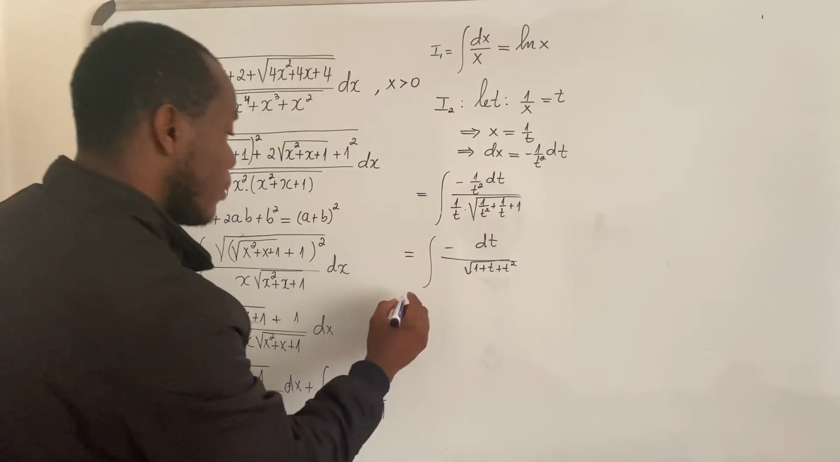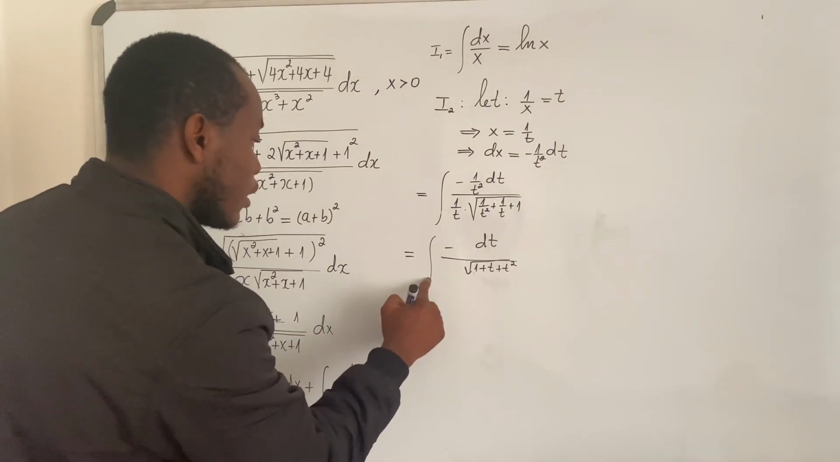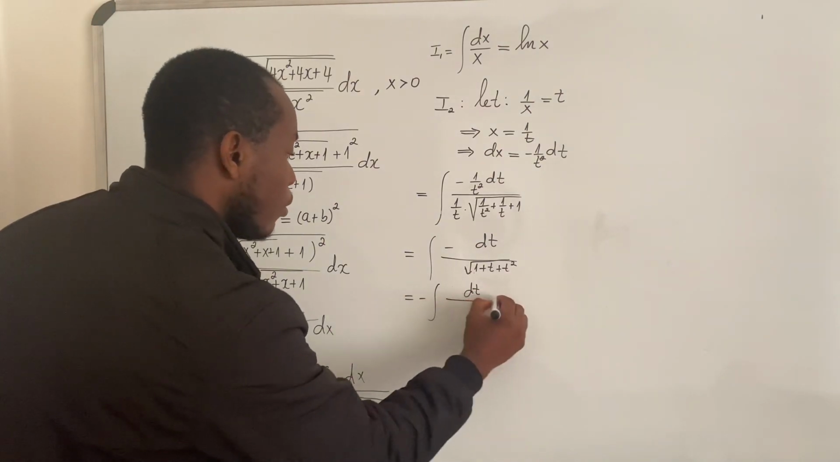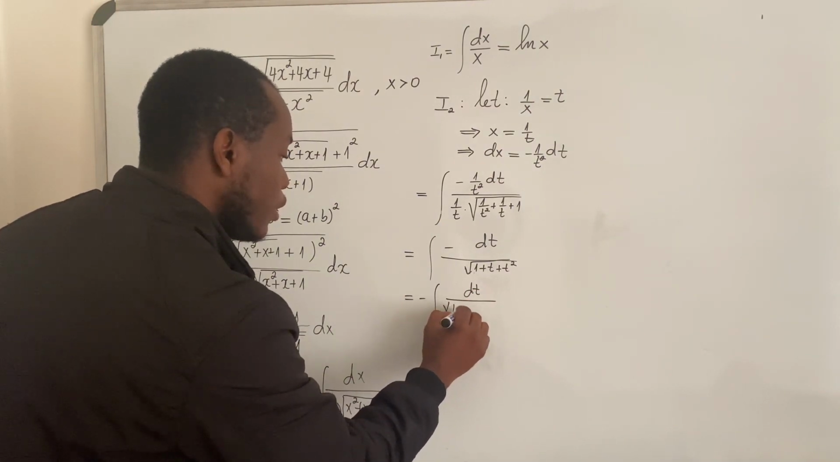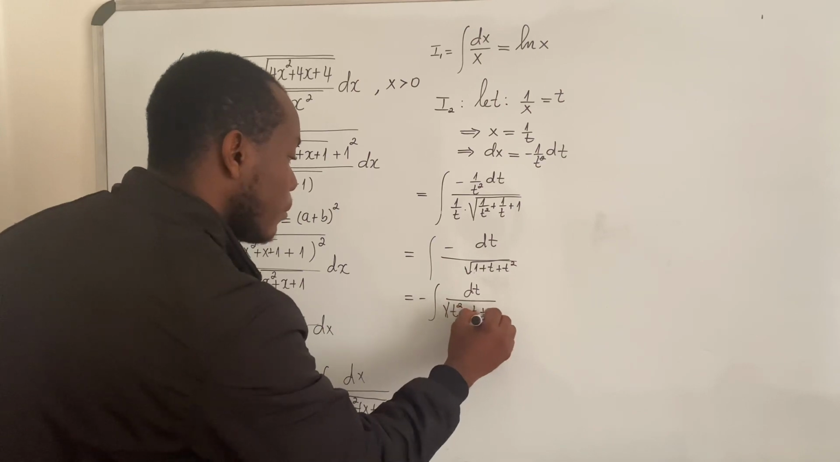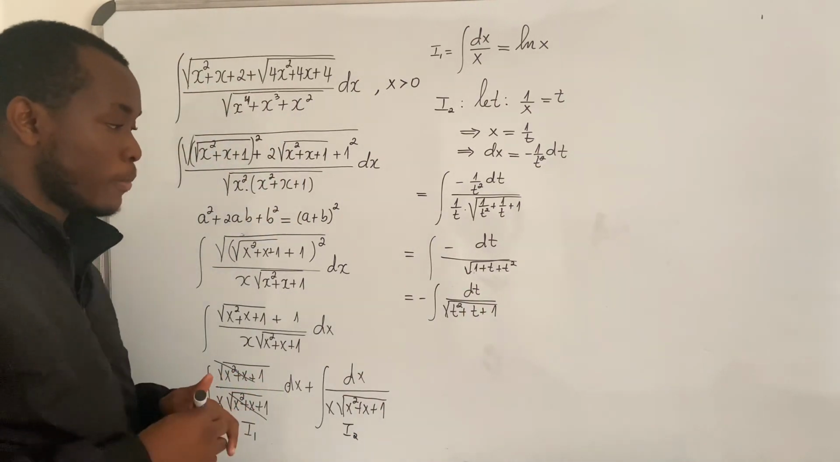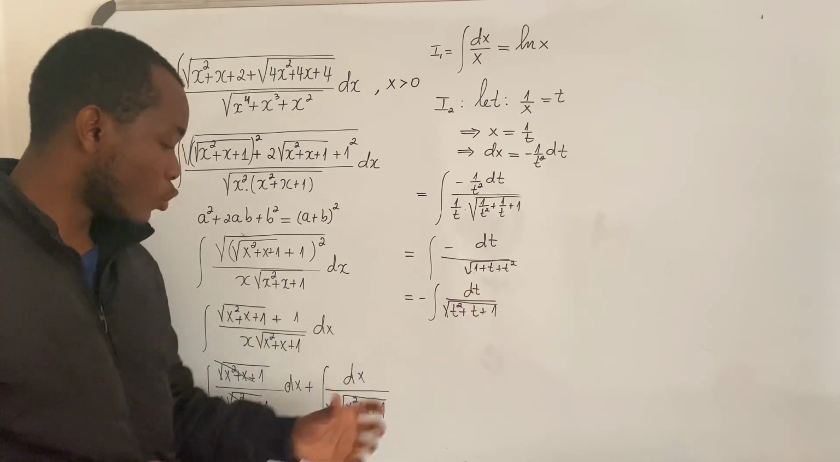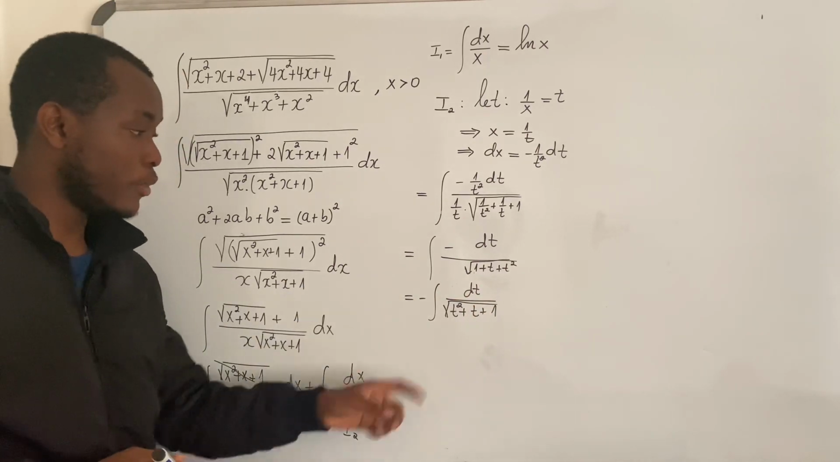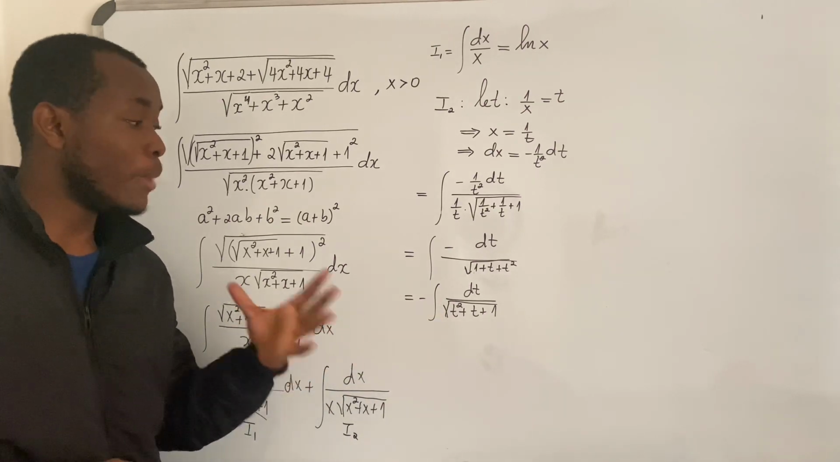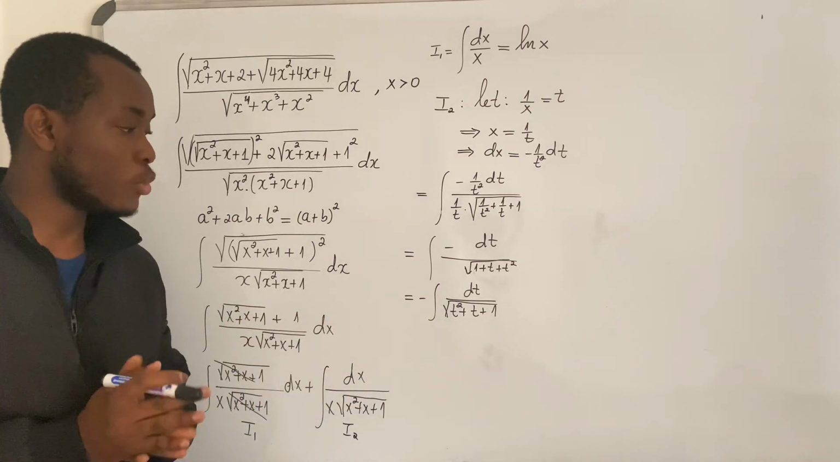This negative can come out, so we have negative integral dt over square root of t squared plus t plus 1. So our integral is reduced to this expression. But now this integral is quite similar to this one, but the difference is there is no polynomial expression outside multiplying. It's just 1. It's a constant 1.